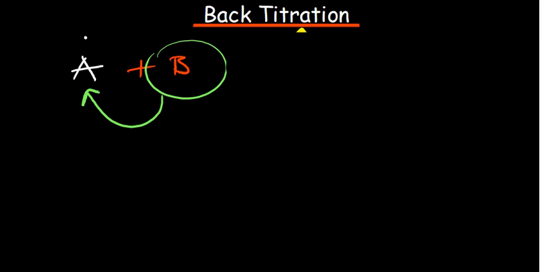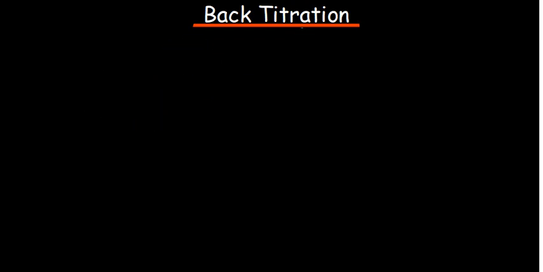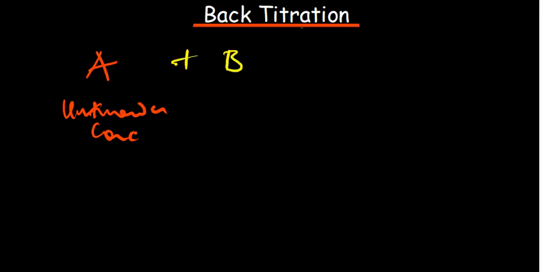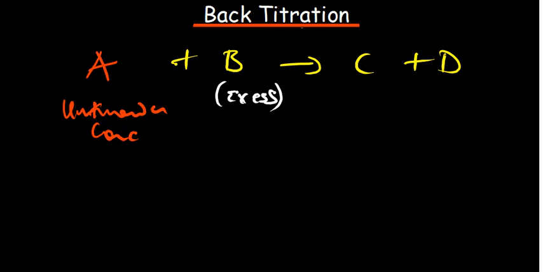Now, back titration, on the other hand, involves two reactions. Back titration involves the reaction between a substance of unknown concentration, A, being reacted with a substance of known concentration, in this case let's say B, to give certain products, let's say C and D. Now, the reactant B of known concentration is supposed to be in excess.